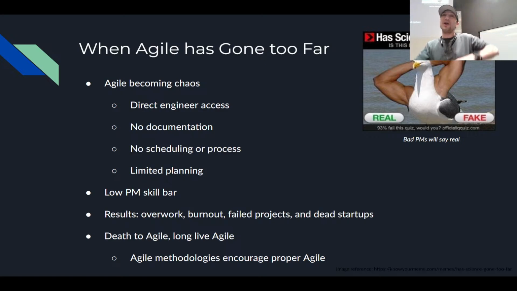Also, if you have no scheduling or process, that's bad, right? How does new work come in? What is the process for getting work done? What is the process for delivery, right? How do you let customers know what you did, right? If these things are missing, that's just chaos, right? And if people are like, oh, we're Agile, so we don't do that, they need to slow their roll, okay?